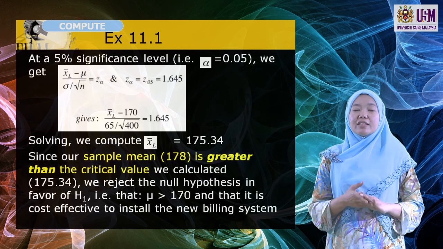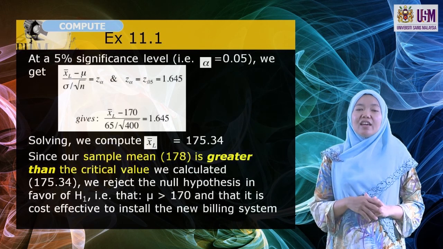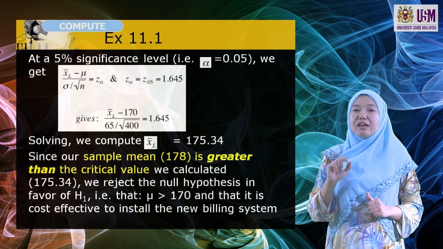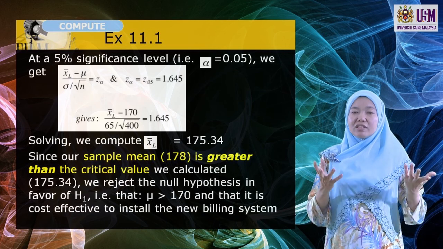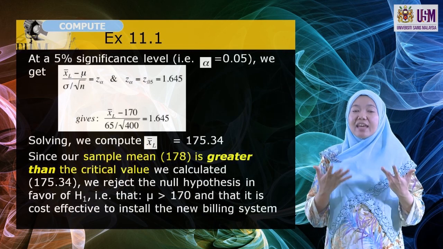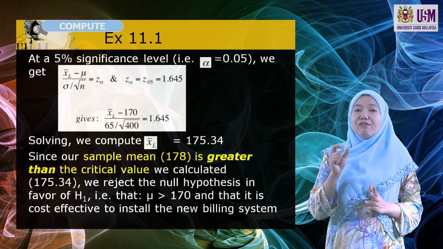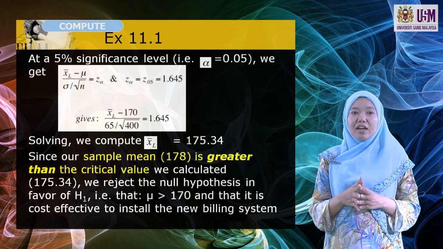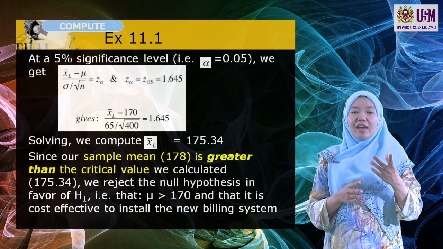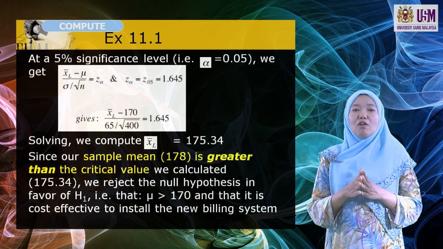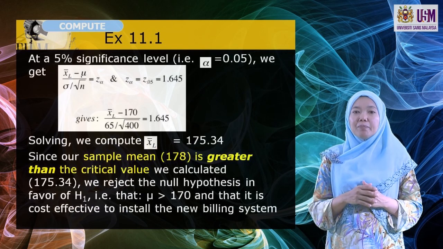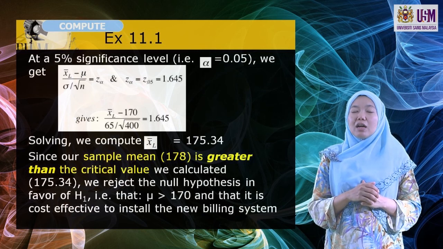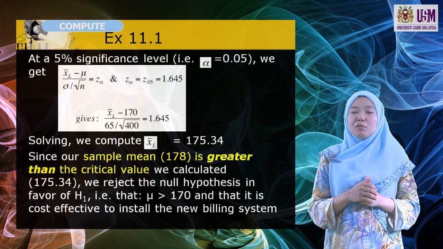We are still discussing example 11.1. Let's say the question gives you the instruction to calculate at 5% level of significance. If it's not stated in the question, then you can simply make an assumption. So in this case, at 5% level of significance, that means alpha equals 0.05. What you get is x bar L minus mu divided by sigma divided by square root of n equals z at alpha.